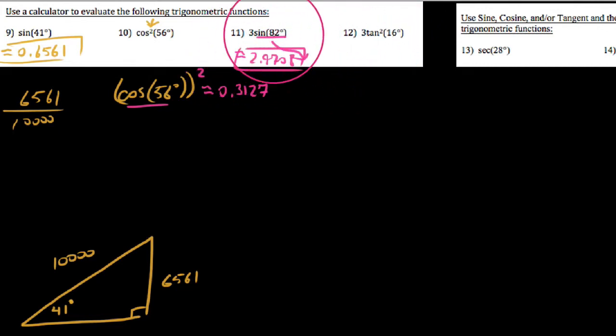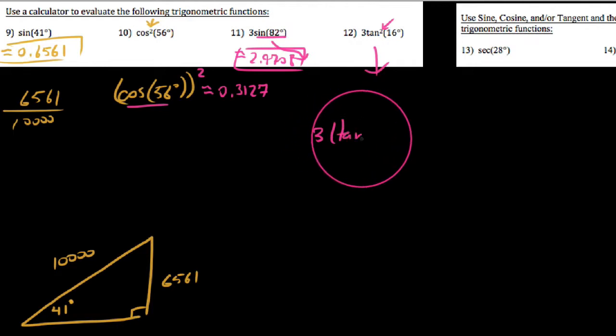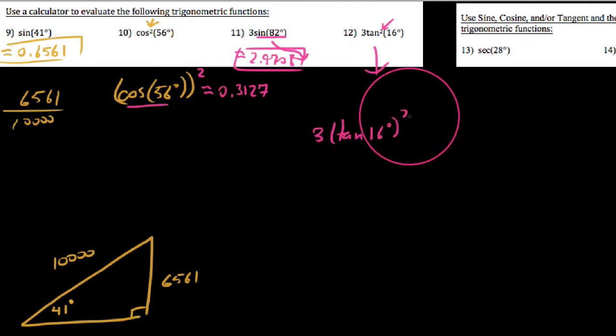And then last but not least, this one here, 3 tangent squared of 16. Now, just like with order of operations, in the last couple here, we need to do our exponentiation first. And I'm actually going to rewrite this as 3 tangent of 16 degrees squared so that I know that I'm supposed to do this first.